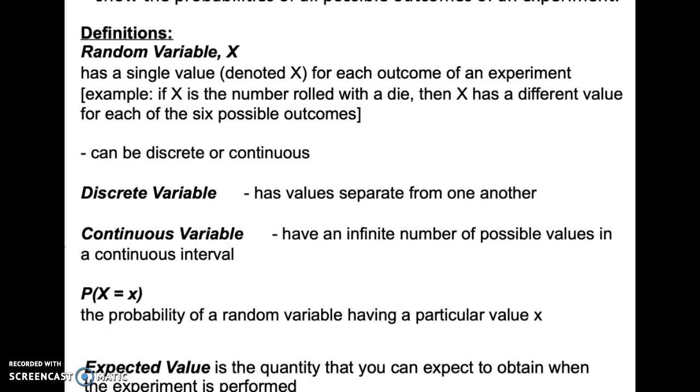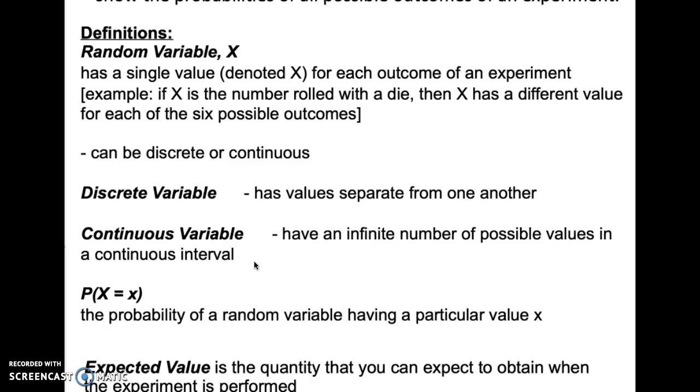Okay. And the random variable can be either discrete or continuous. Now what does discrete or continuous mean? A discrete variable has values separate from one another. They're finite values. Versus a continuous variable has an infinite number of possible values on a continuous interval. In other words, a discrete value is going to be skipping numbers, versus a continuous one doesn't skip from one number to the next, it goes through all the decimals in between.